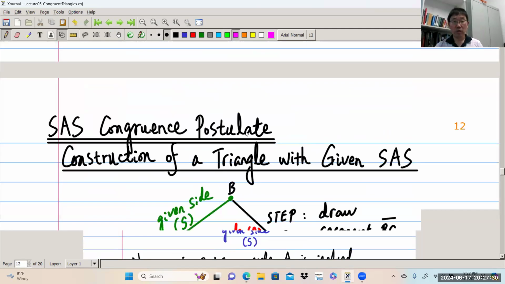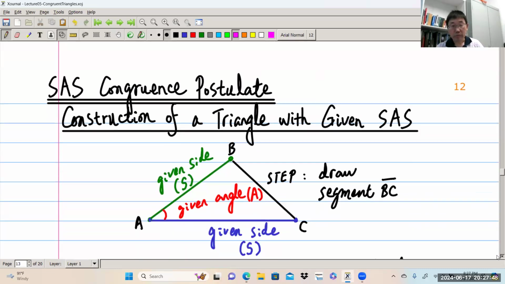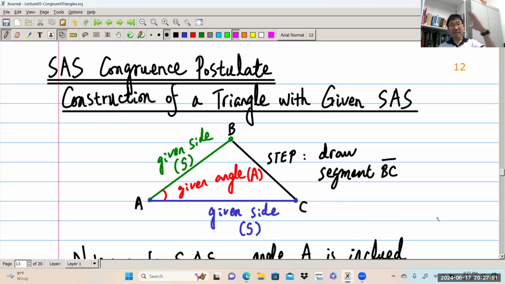Okay, so let's move on to our second congruence postulate, which is named SAS congruence postulate. Before I introduce this congruence postulate, let me do a construction problem. Suppose I give you one side of a triangle and another side of the triangle, and also I give you the angle between these two sides. Can you use the given two sides and the angle between to construct a triangle? And how many different triangles can you construct with two given sides and the fixed angle between the two sides? The answer is just one. Okay, how to do that? So you can do this.